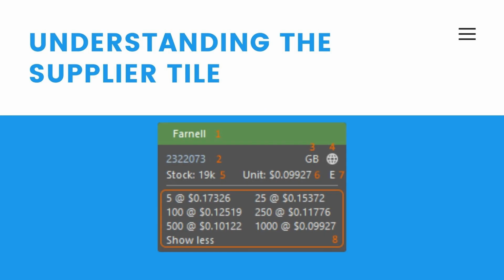Understanding the supplier tile. There is a large amount of information presented in each SPN tile. Hover the cursor over an icon or detail to display a tooltip with more information. Now, understanding the information in the SPN tile: tile banners show the supplier's name, where the banner color indicates green for best choice, orange for acceptable, red for risky.